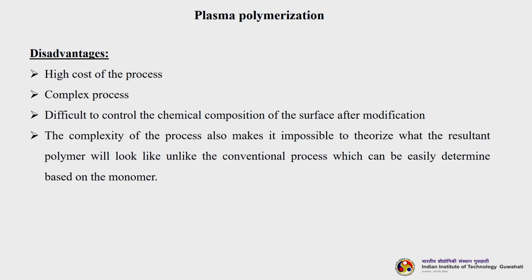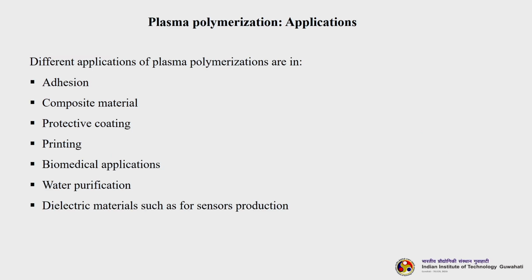So, if I know what the monomer is that I am going to deposit on the surface of a support in other processes like interfacial polymerization or dip coating, I can predict what type of layer will be deposited on the surface of the support. But I cannot predict that, at least even theoretically, during plasma polymerization, because the ionization is fragmenting the monomer into various different types of ions, and also radicals and UV. So, different applications are adhesion, composite material, protective coating, printing, biomedical applications, water purification, and dielectric materials such as sensor production.